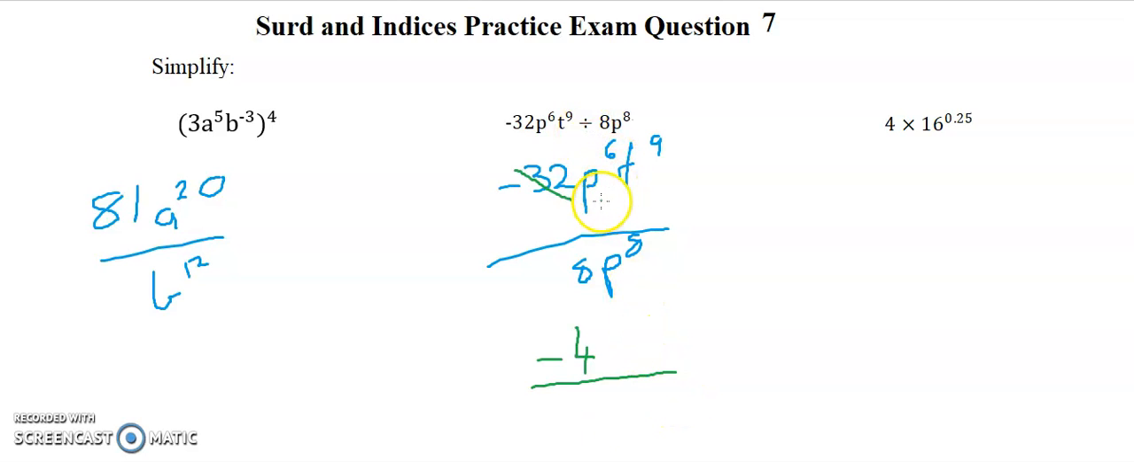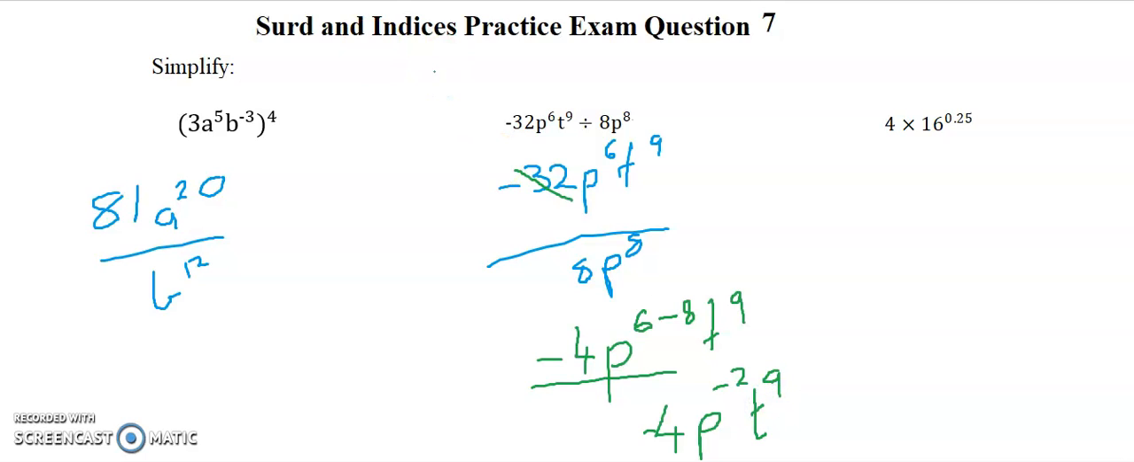Then I can use my rule. I've got 6 lots of p's timesing on the top, and I've got 8 on the bottom, so I'm cancelling out. And then I've got t to the power of 9. That gives me negative 4p, 6 take away 8 equals negative 2, t to the power of 9.